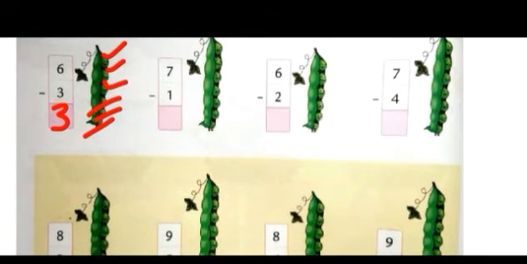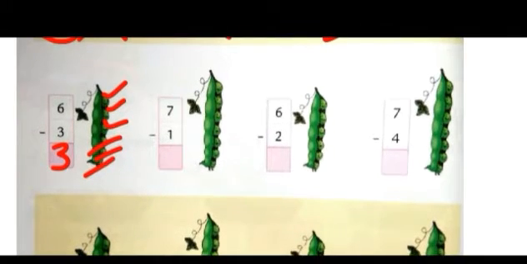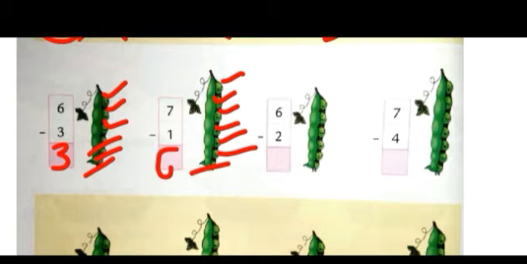Okay. Moving on to the next one. 7 and 1. 7 is a bigger number. And how many do we need to remove? Only 1. So, let's do that. We will remove 1. Now, let's count how many are left. 1, 2, 3, 4, 5, 6. 6 are left. So, we will write 6 in the given box.